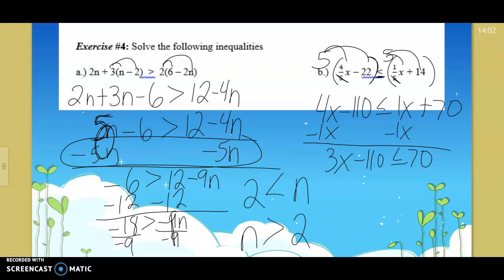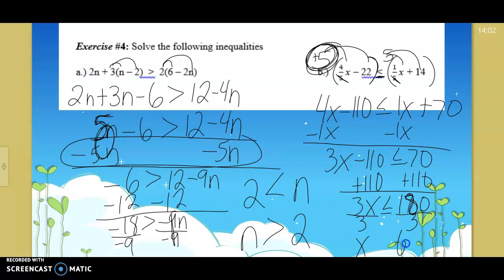So I subtract 1x, I add 110. I have not changed the sign because we have not multiplied or divided by a negative. Had I multiplied or divided by a negative here, I would have had to change the sign. This would be an 8, thanks to my friends in the class. Divide by 3, and x is 60 with the same sign because I'm just dividing by a positive.